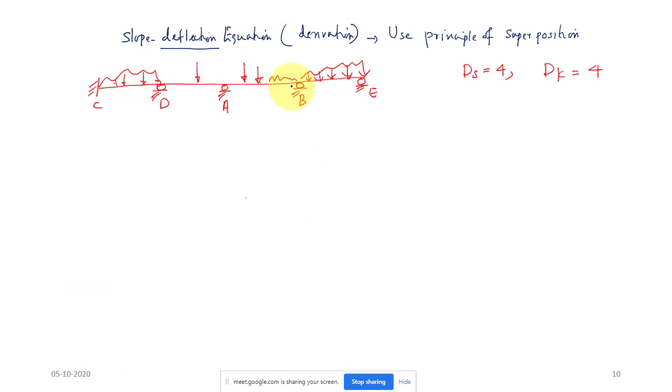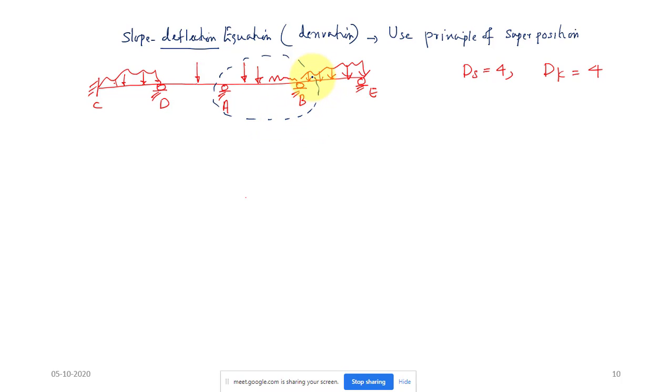The slope deflection equation is nothing but the relation between end moments and displacement, that is, end moments and the degree of freedom. That is the relation we are going to derive. So to derive that equation, I am going to consider only the span AB.